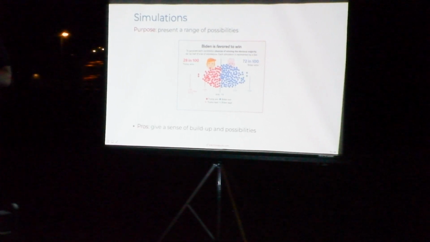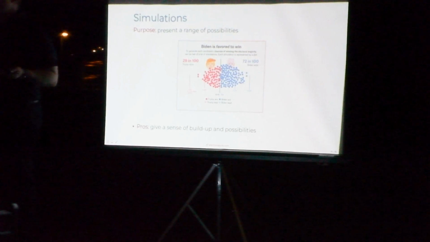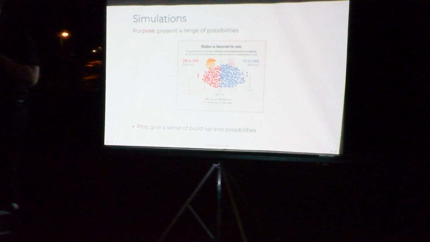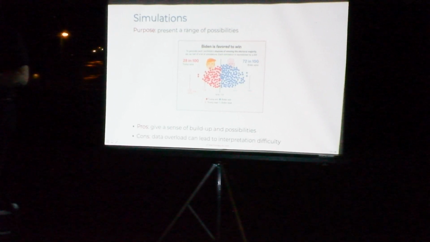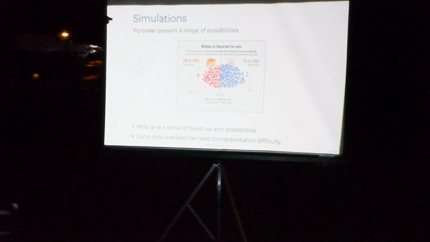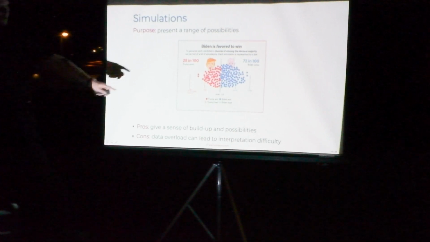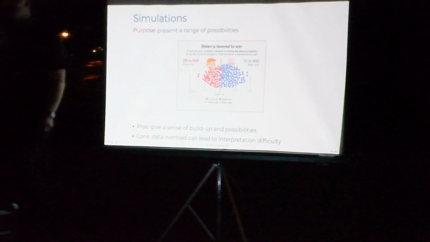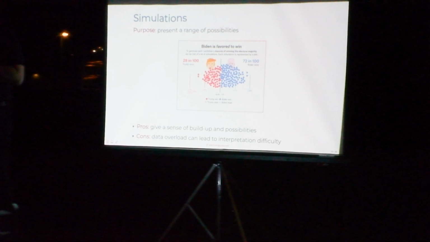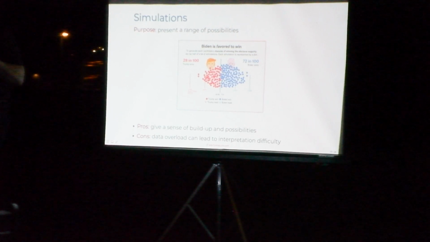The biggest pro in this case is it gives you a sense of build-up and possibilities. You have a general idea of where we might be going. The biggest con is that it's a really big data overload. How can you actually see anything discernible about 0.1 right here and 0.2 right next to it? You can't really know, unless you can hover over it, perhaps. So this does make interpretation difficult when the simulations are super tight.